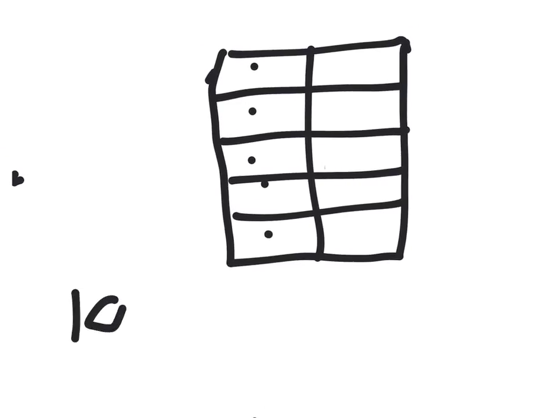So we go 10. And then what's on the other side that has the dots in it? There's 5. 5 divided by 10, 0.5.